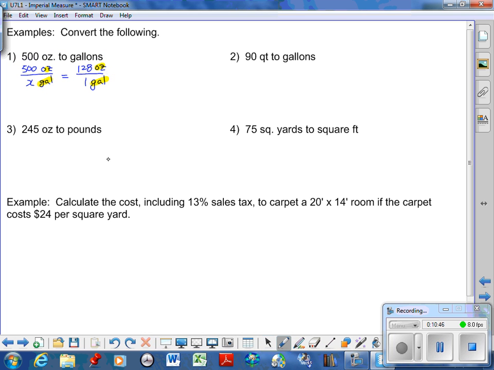So how would I solve for x? Well, I flip the fraction. So x over 500 equals 1 over 128. I'm going to do a partial cross multiply because that would get my x by itself. So x equals 500 over 128, and just using your calculator, 500 divided by 128 gives me 3.9. So if I have 500 ounces, I'm going to end up with 3.9 gallons.